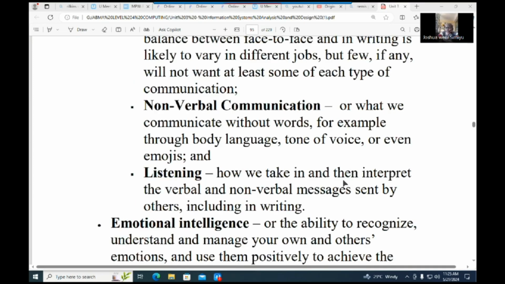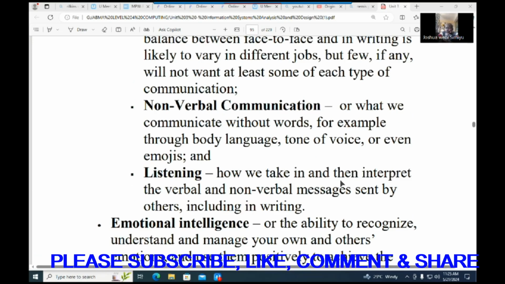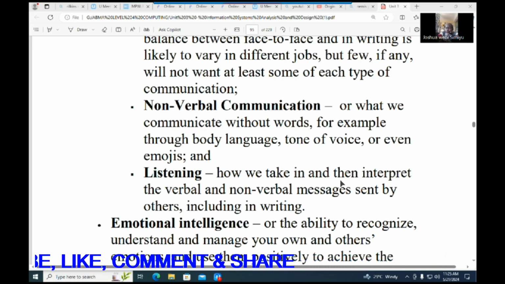The other type of communication is non-verbal communication. Non-verbal communication is what you communicate to people without words. Most of the time, the example is body language. When you're talking to someone, they can look at you and understand things from your body language. So you have body language, and you have the tone of your voice.